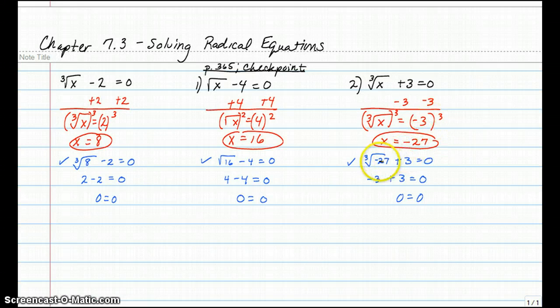To check this, you simply substitute your negative 27 back into the x position. If you take the cube root of x, meaning what multiplied together 3 times will give you negative 27, you get negative 3, plus 3 equals 0. Negative 3 plus 3 is 0, so 0 equals 0, so the problem checks out.